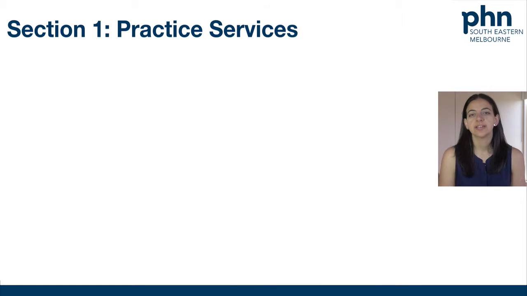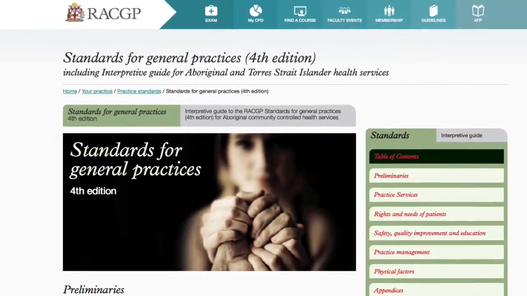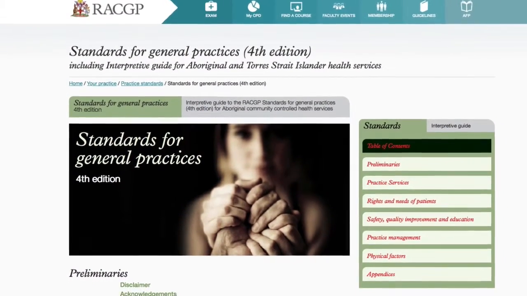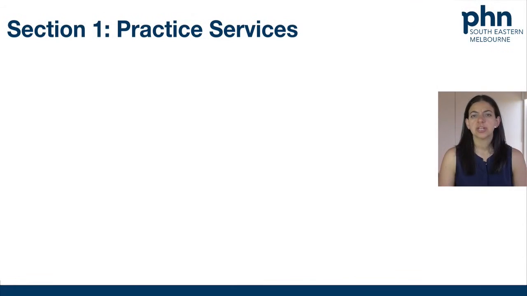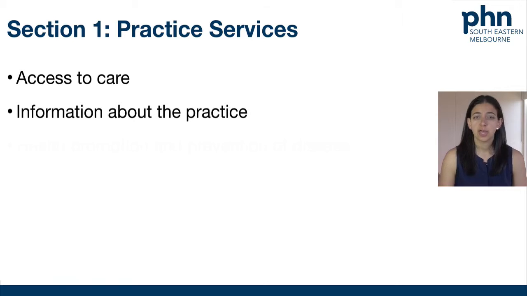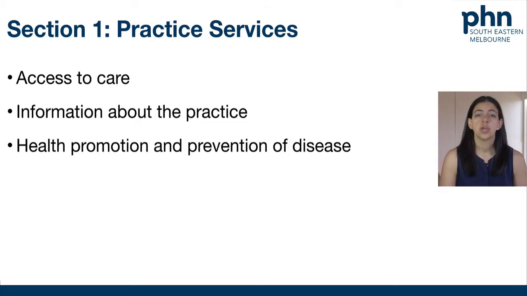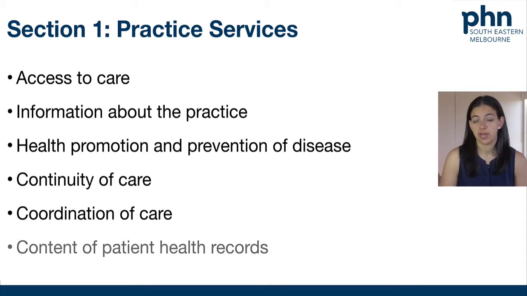In this video, we will take a closer look at the key indicators from Section 1 of the RCGP Standards for General Practice. This is looking at the 4th edition. This section has 7 standards, including access to care, information about the practice, health promotion and prevention of disease, continuity of care, coordination of care, and content of patient health records.